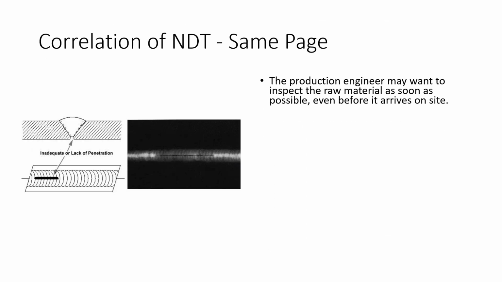So we need to be on the same page. The production engineer might want to inspect raw materials as soon as possible, even before they arrive on site. This might be one of the reasons we want to do non-destructive testing. What kind of materials am I working with? What do I have to fix before I start producing something?